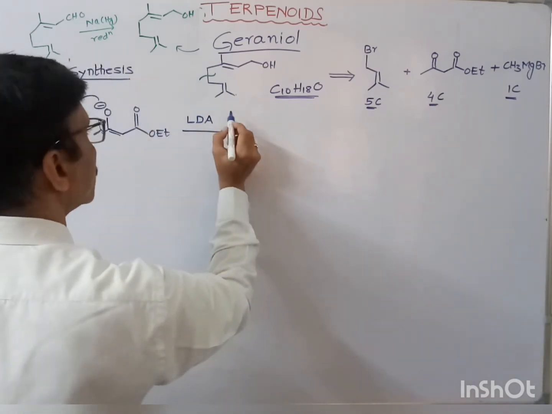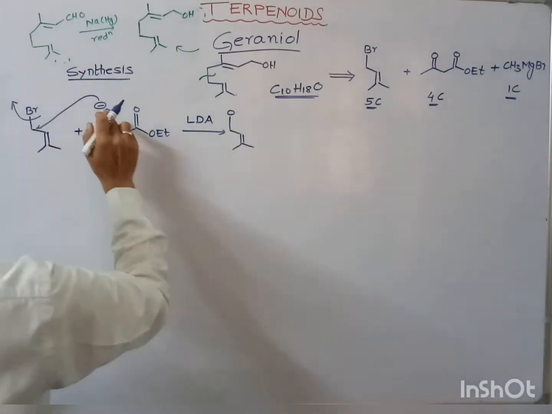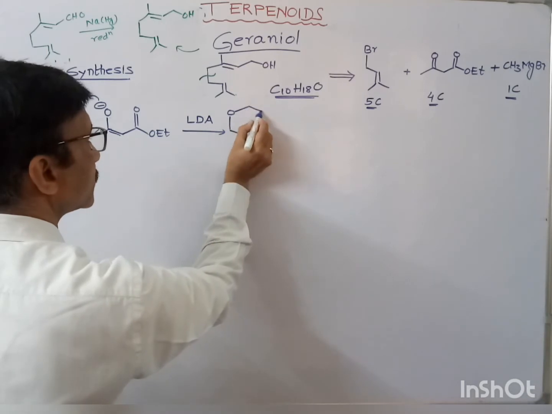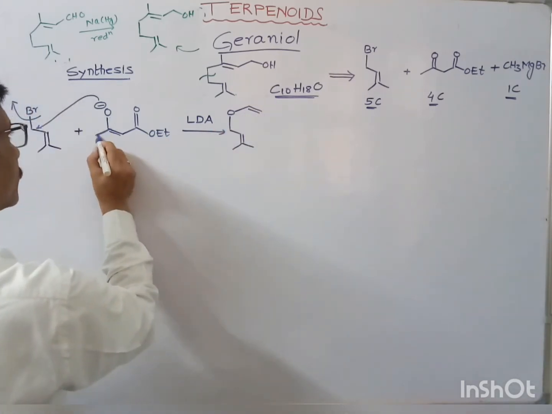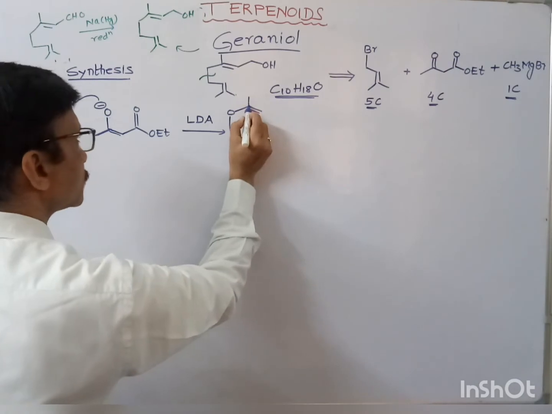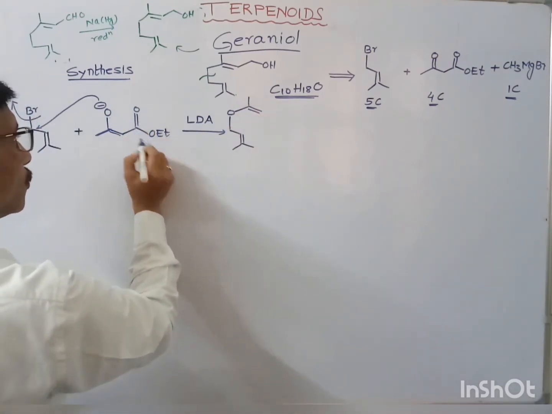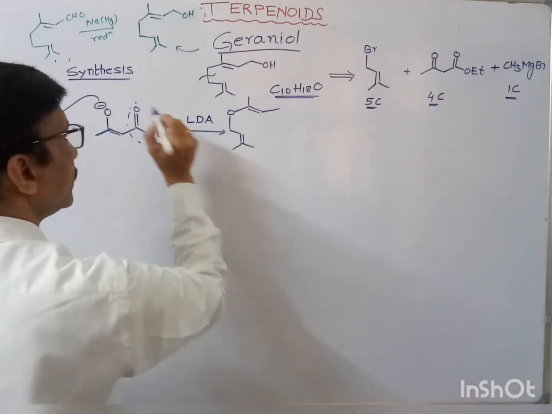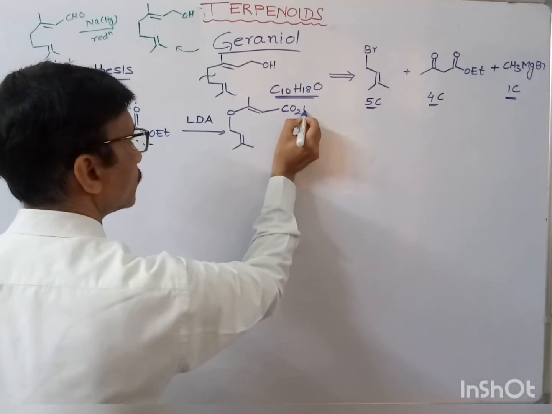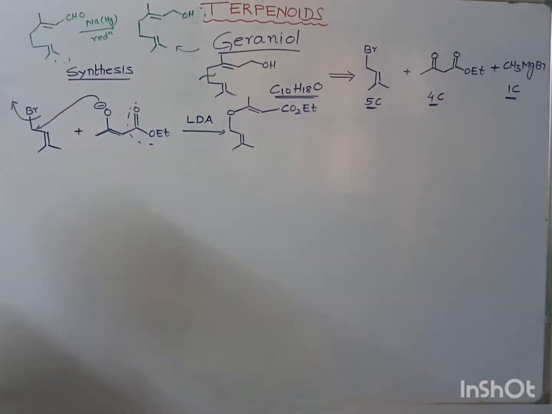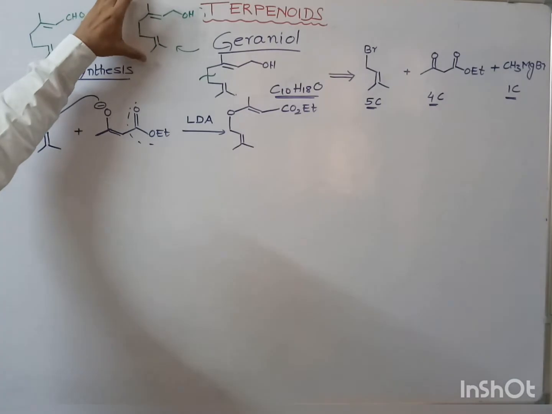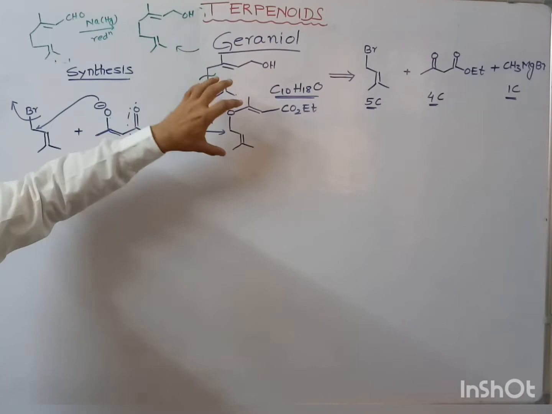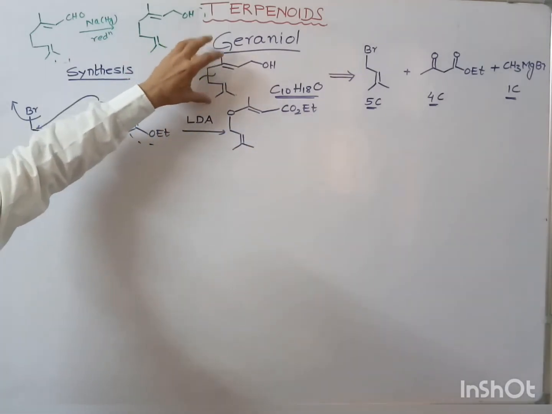Here we will have the oxygen atom, and further we have a double bond over here. From this double bond, one methyl group is attached, and a CO2Et group is further attached to this. So this is our CO2Et group. We should keep in mind the structure of geranyl while synthesizing this molecule.